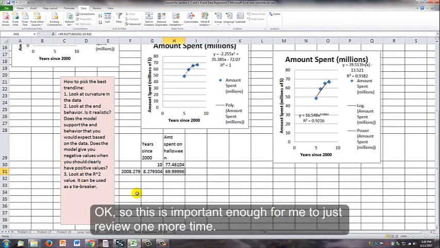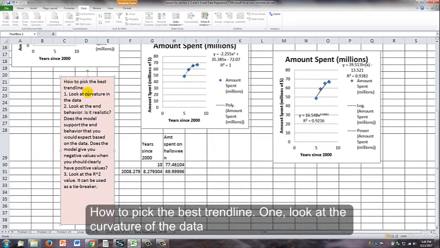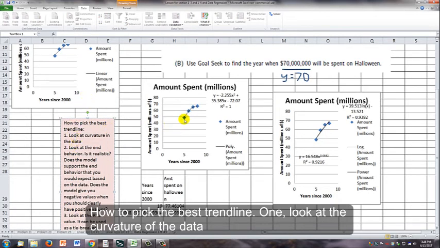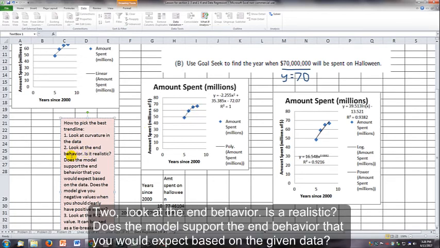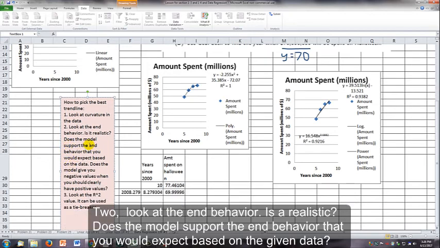Okay, so this is important enough for me to just review one more time. How to pick the best trend line. 1, look at the curvature of the data. 2, look at the end behavior. Is it realistic? Does the model support the end behavior that you would expect based on the given data?